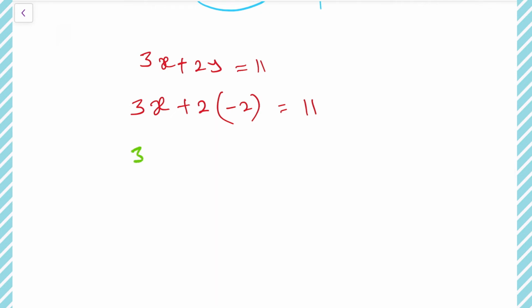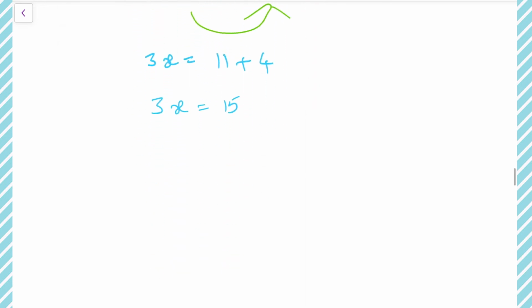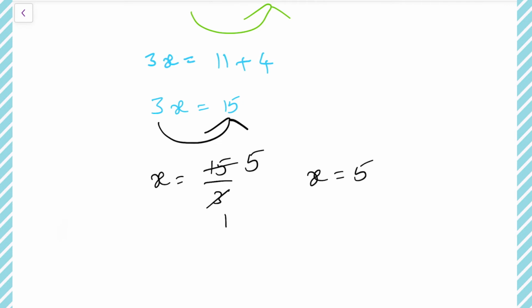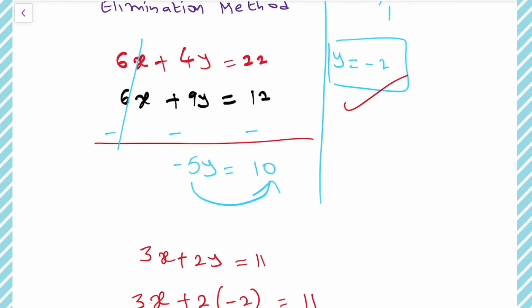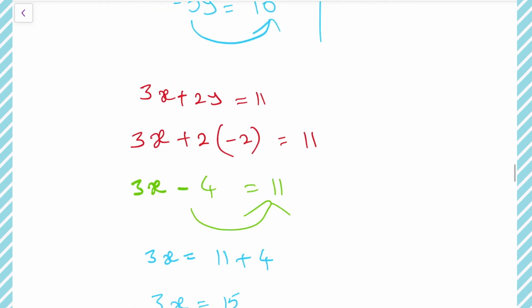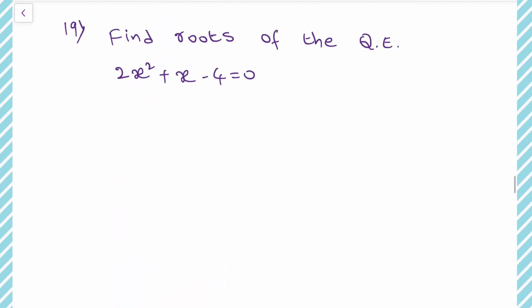3 into x, 3x as it is, plus into minus is minus, 2 2s are 4, is equal to 11. Take minus 4 to the right side, it becomes plus 4. 3x is equal to 11 plus 4. Then 3x is equal to 15. Now we want the x value, so take this 3 also to the right side, it becomes division. x is equal to 15 divided by 3. 3 5s are 15. So x value is 5. x value is 5 and the y value we already got as minus 2. So this is the solution of the given pair of linear equations in two variables.